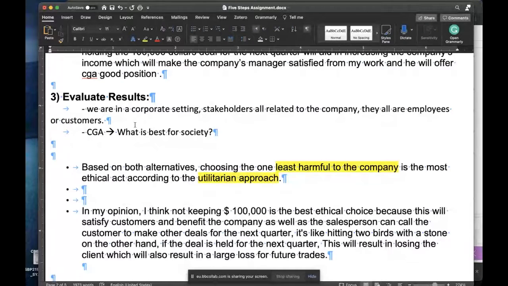Very good. So that's a very simple and good approach. You could even apply the common good approach for society. And you can ask, what is best for society?